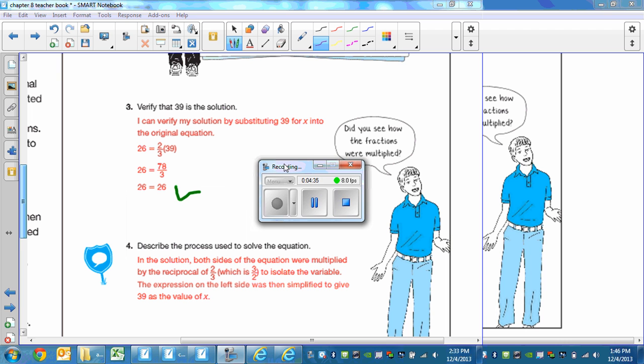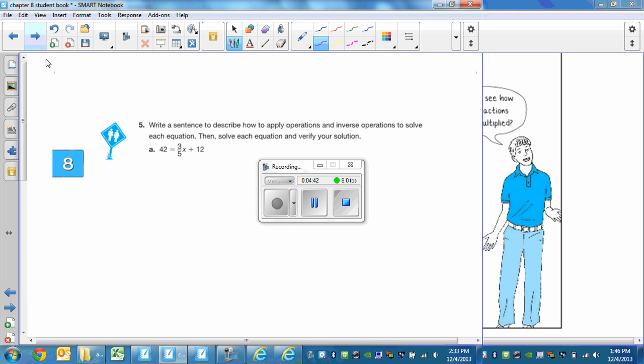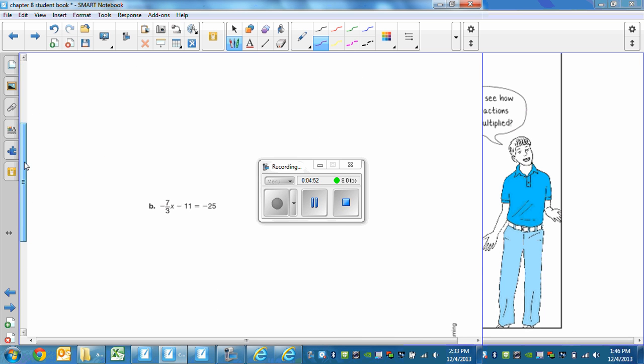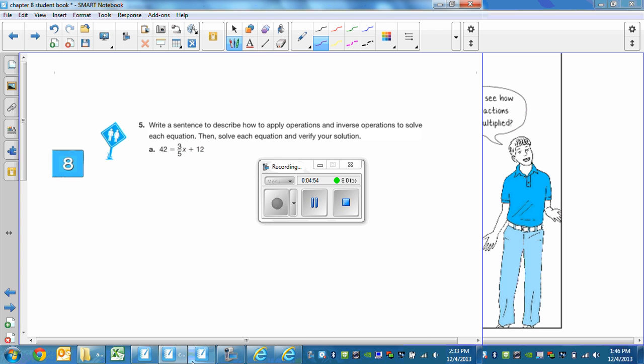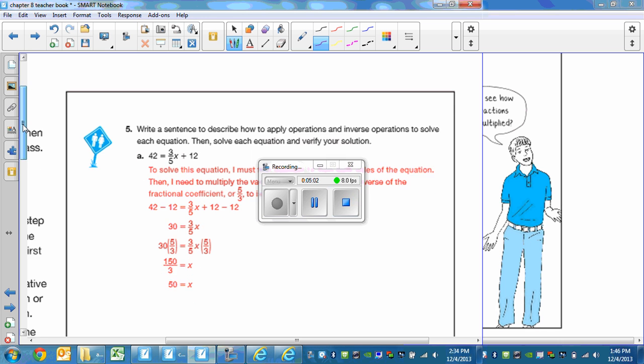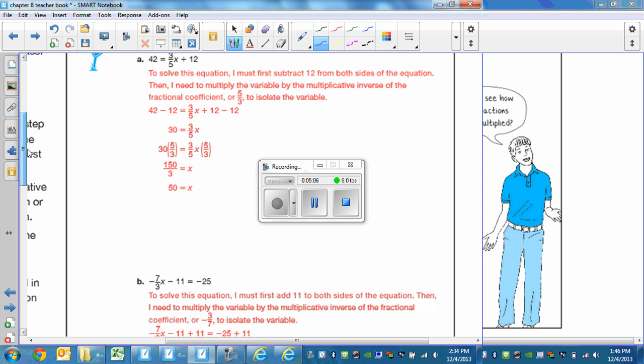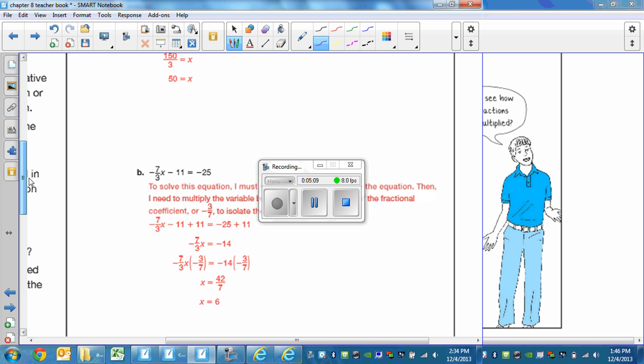All right, so for number 3 and 4, make sure you verify and put your explanation, and then let's move on to number 5. Number 5 says, write the sentence to describe how to apply the operations and inverse operations to solve each equation. Then solve each equation and verify your solution. I want you to try 5A and B on your own and press play when you're ready. All right, for A, you should have gotten 50. And then for B, and make sure you're showing your work, you should have gotten 6.